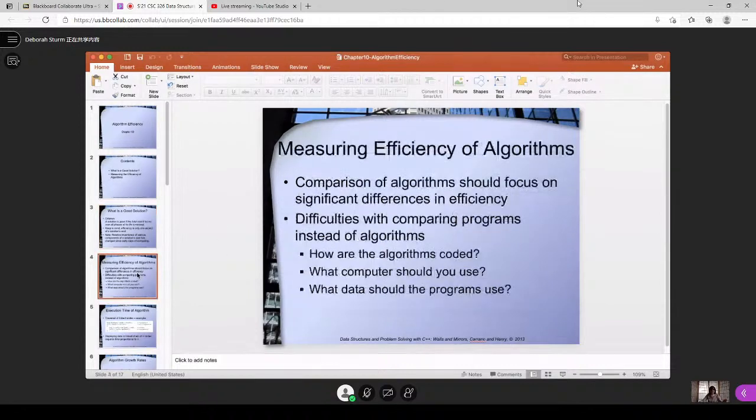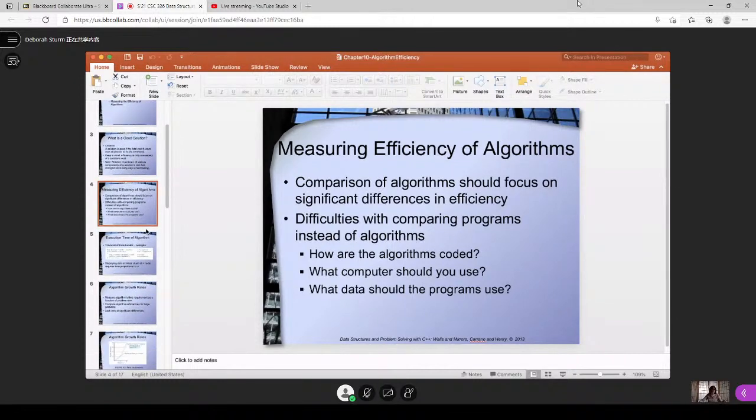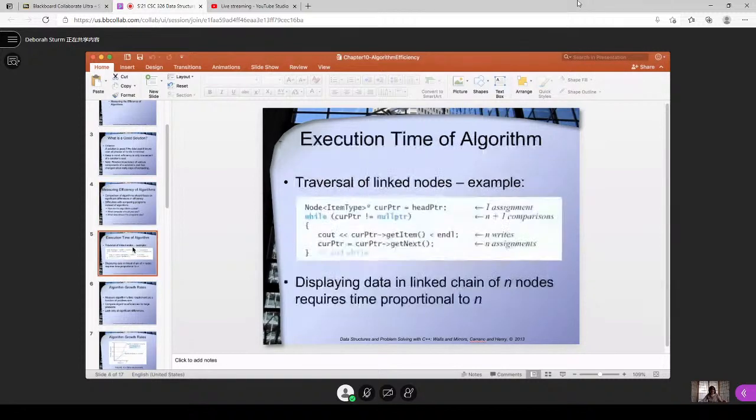Okay. How do we measure it? So we don't want to compare programs. This is what I just said. We want to compare algorithms. So we can't just say, I ran it and it's very fast, it only took a couple of seconds. It depends upon the computer, it depends upon the data. So instead, we're counting the number of steps.